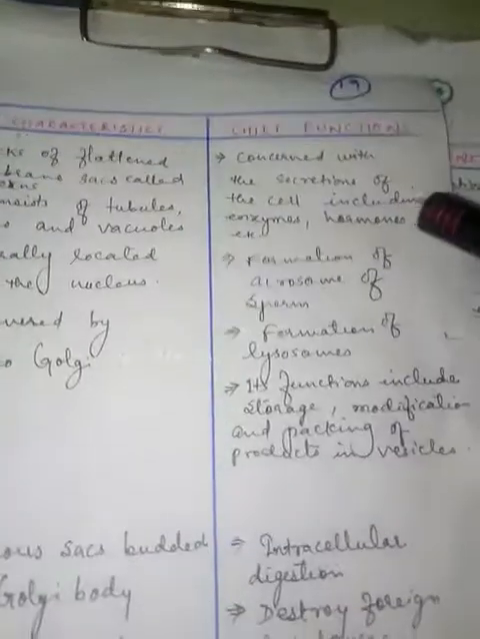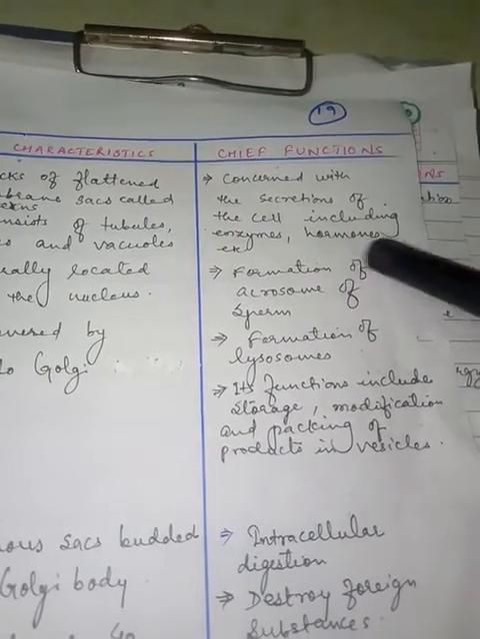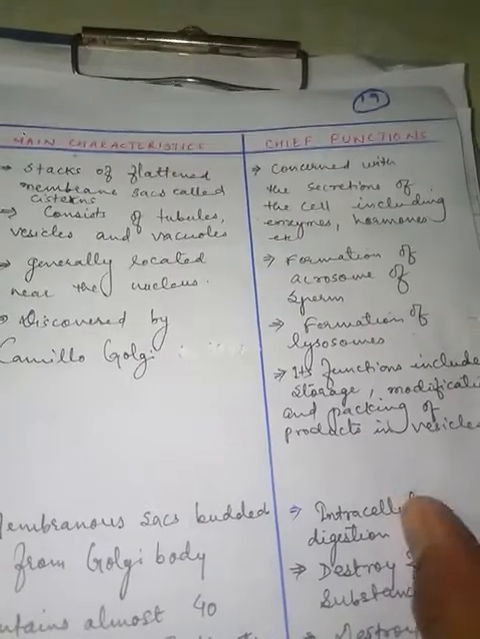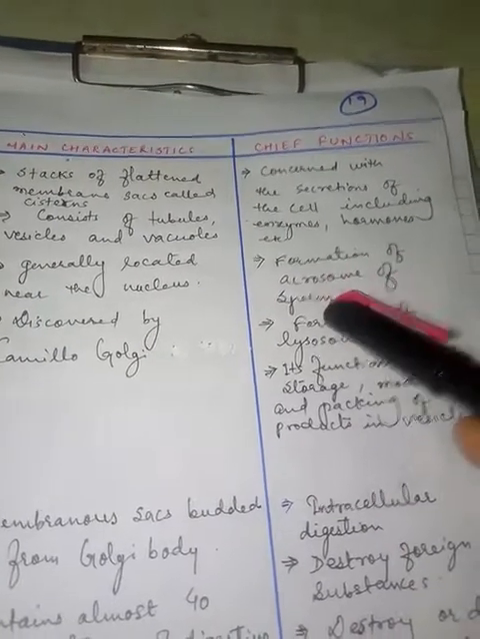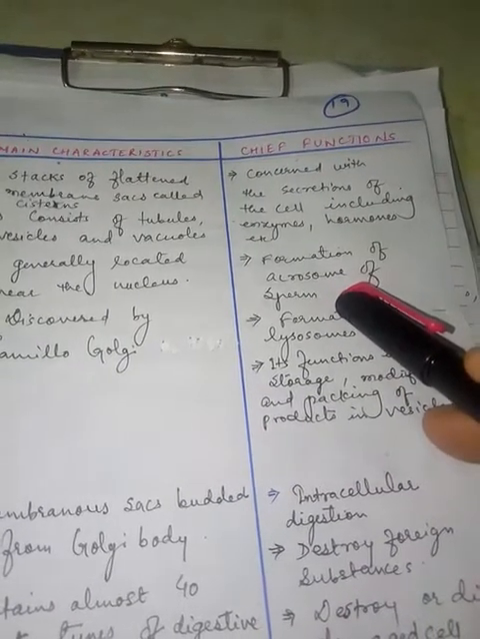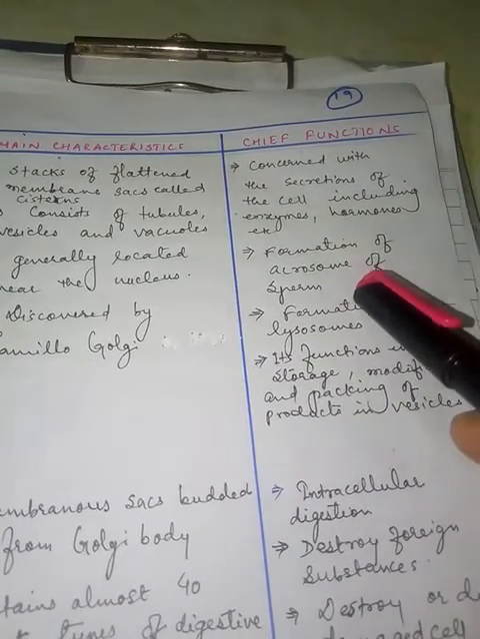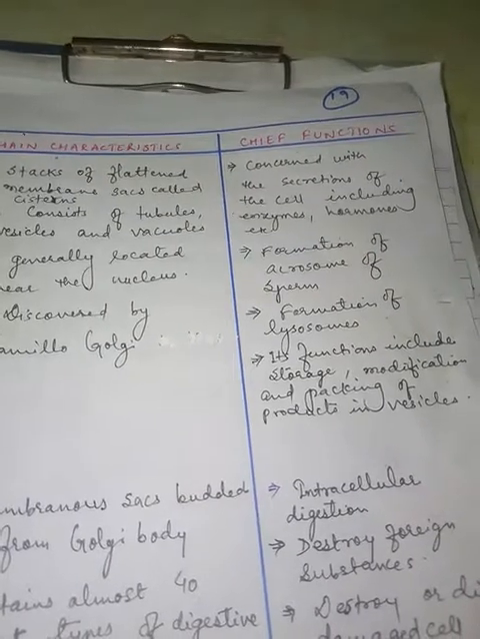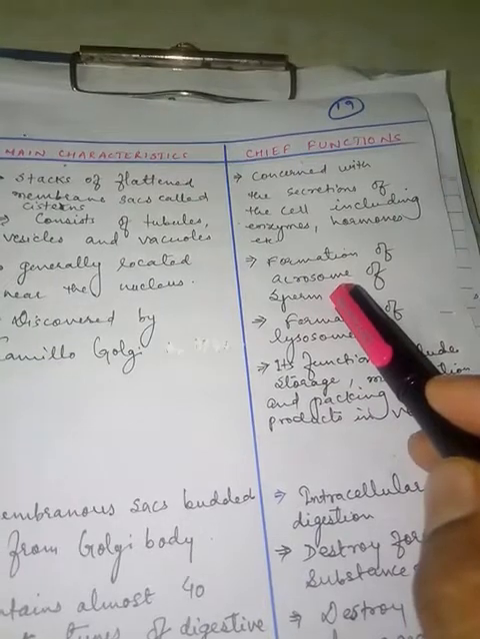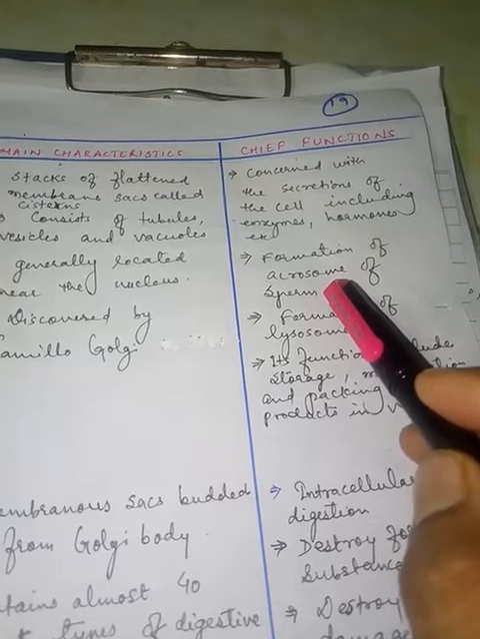Now come to its functions. They are concerned with the secretion of the cell, including the enzymes, hormones, etc. And as well, they help in the formation of acrosome of the sperm. Do you remember structure of sperm? You have read it in standard 8. At the top of the sperm, one oval structure is present, that is called as acrosome, which plays very important role in fertilization by dissolving the membrane of the ovum.